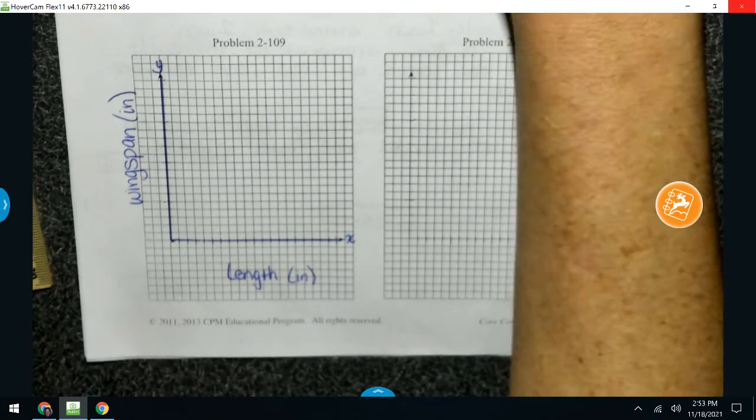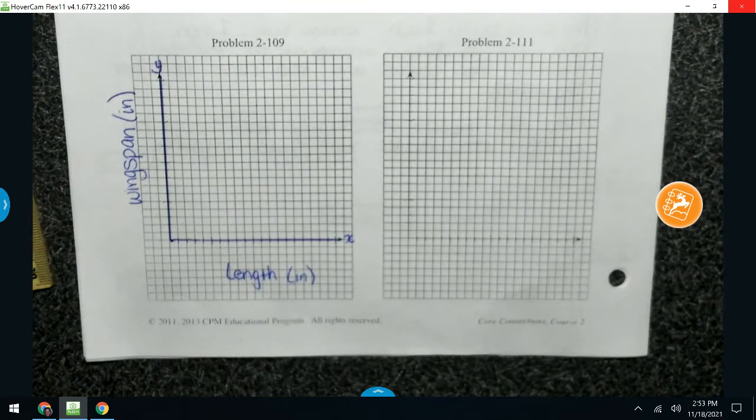So let me see if I can get this to focus a little better. It doesn't seem to like this as much, or maybe it's my angle. That could be it too.